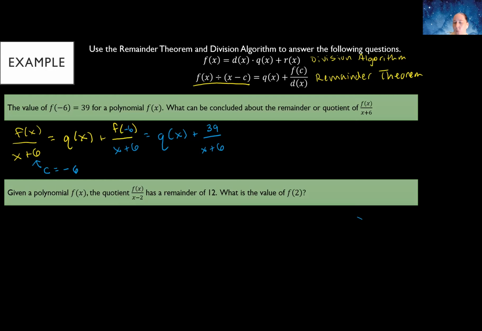So what can be concluded about the remainder or quotient? We can conclude that the remainder is 39. That's what the remainder theorem is telling us: whatever is part of that fraction, f of c, is the remainder. So they're telling us that the remainder is 39. Write that down.